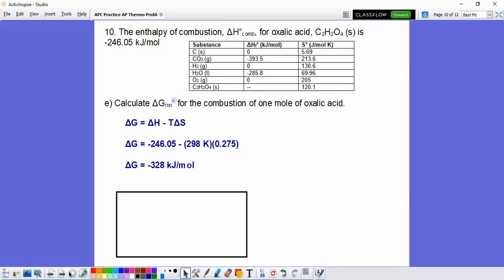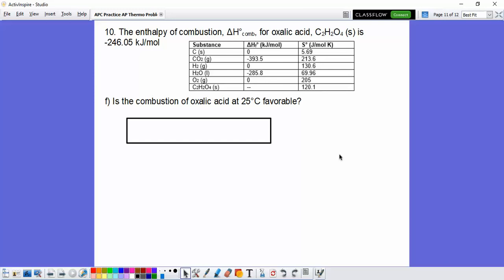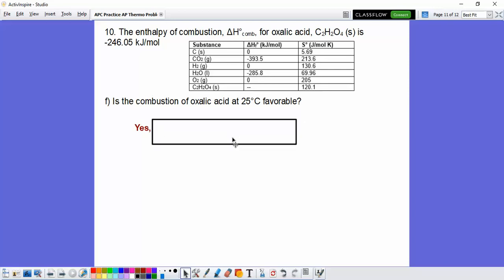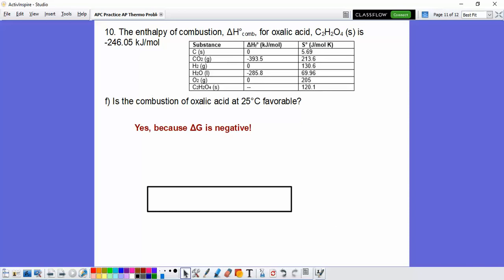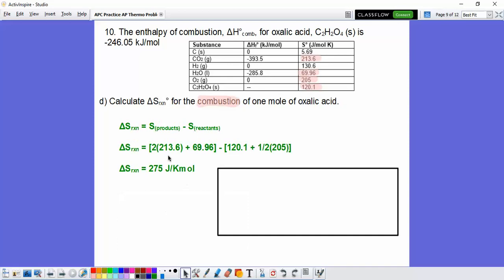And then the very last question is, is the combustion of oxalic acid at 25 degrees Celsius favorable? And the answer to that is yes. And the reason is because delta G is negative. And this reaction will actually always be favorable. And that is because the delta S is positive, so entropy is increasing, which is much more favorable.